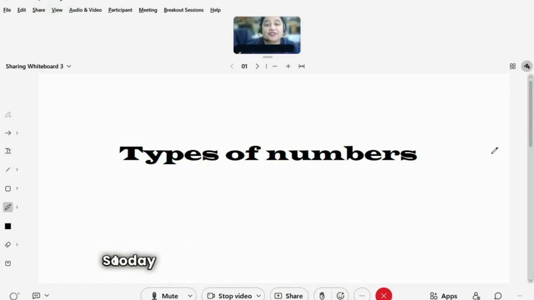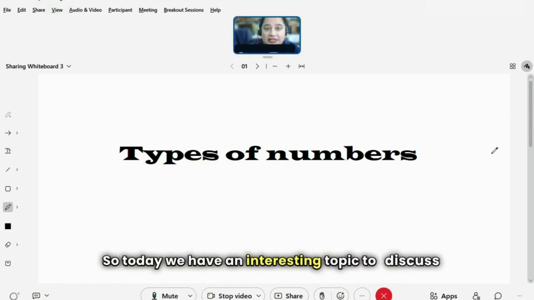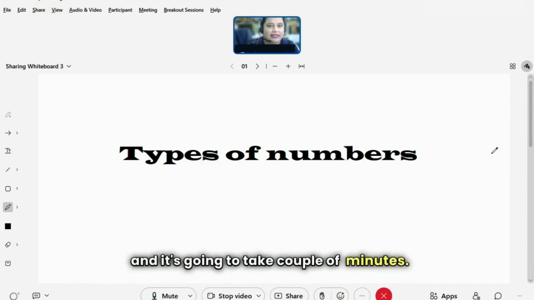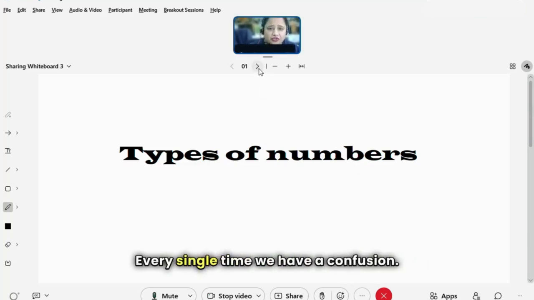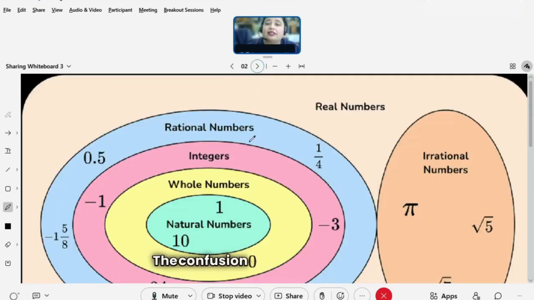Class. So today we have an interesting topic to discuss and it's going to take a couple of minutes. So let's get started. The first topic that we're going to do today is called types of numbers. Every single time we have a confusion. What is the confusion? The confusion is about how many exactly types of numbers there are.